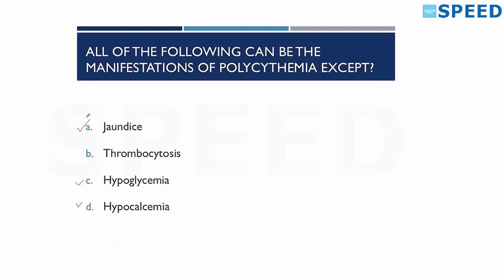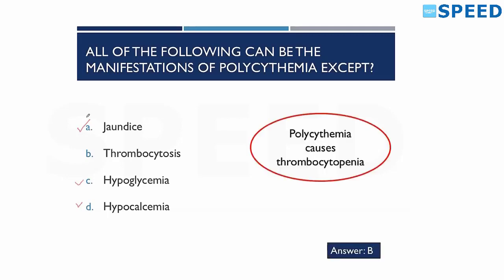But what is not the part of polycythemia? The one which is not the part of polycythemia is thrombocytosis. Because of the hyperviscosity, there is activation of the intravascular coagulation cascade that results in consumption of the platelets. Thereby, this patient will have thrombocytopenia rather than thrombocytosis. So, answer for this question becomes B.